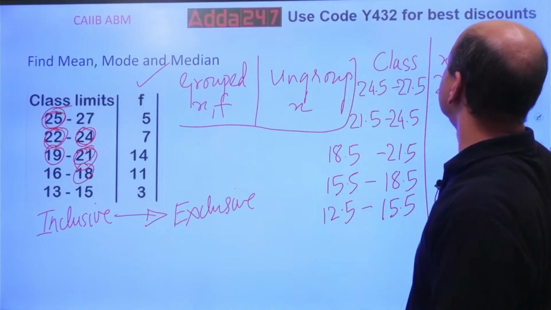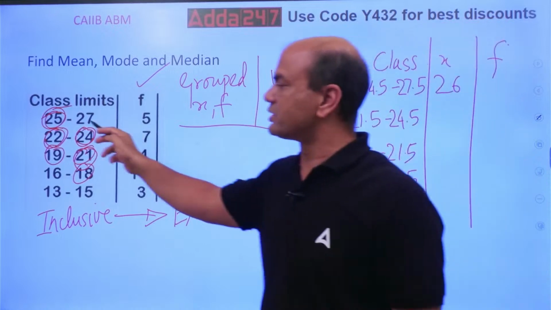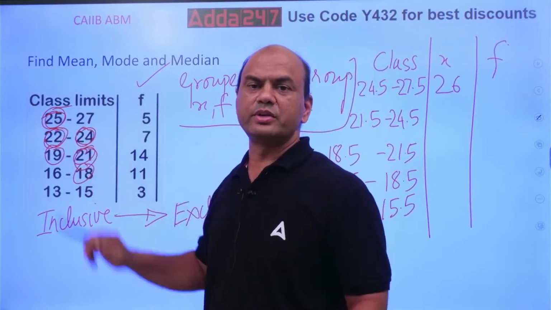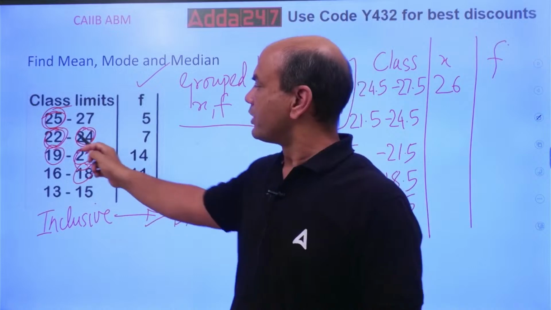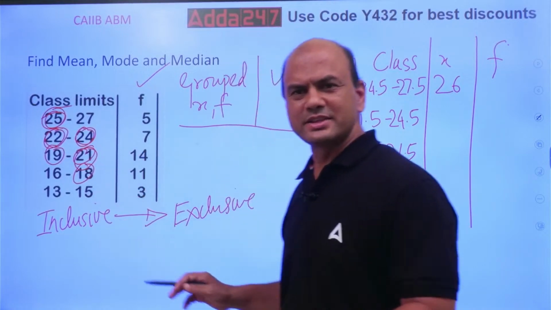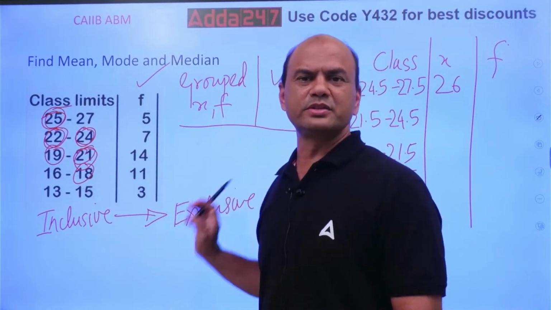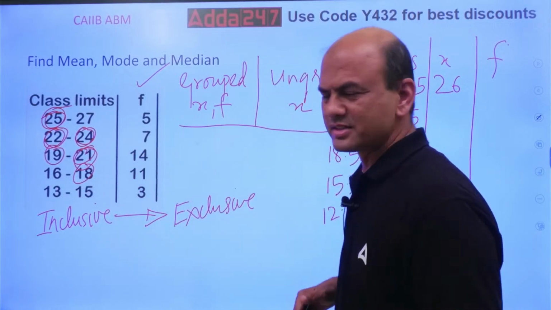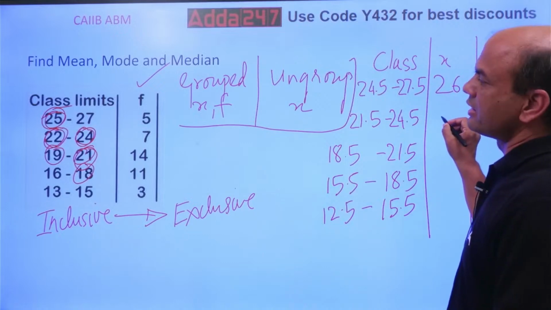You can get this from here also: 25 and 27, what is the center? 26. 22 and 24, what is the center? 23. Class mark doesn't change, let it be an inclusive group or an exclusive group. Class mark doesn't change. So it will be 23 over here.